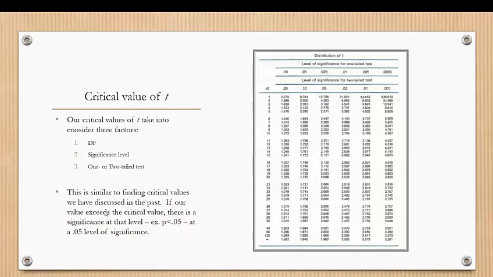This is similar to finding critical values we've discussed in the past. If our value exceeds the critical value, there's significance at that level, and we will say p is less than 0.05 at a 0.05 level of significance. Okay?